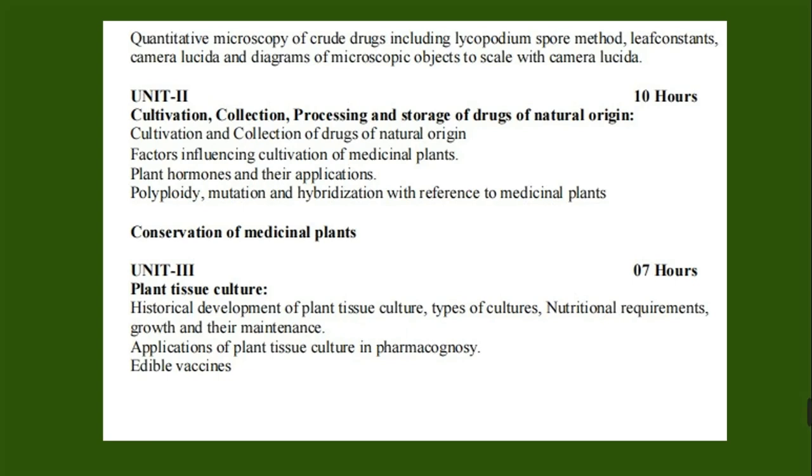Then in Unit 2 we'll be learning about the cultivation, collection, processing and storage of drugs of natural origin. How the cultivation happens, how we collect the drugs, whether daytime or night time, which would be the appropriate time, and what are the different factors which influence the cultivation such as temperature, rain, and what are the different plant hormones and their applications such as abscisic acid, gibberellins, etc. Then mutation, polyploidy, hybridization. Then we'll be learning the conservation of medicinal plants.